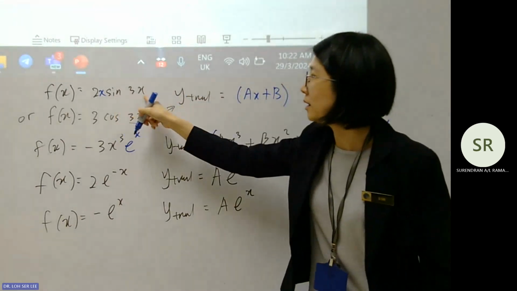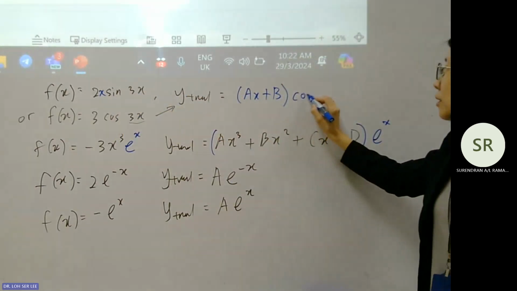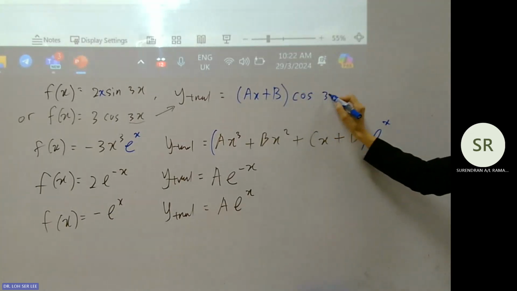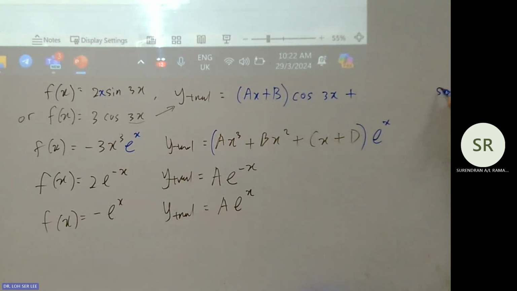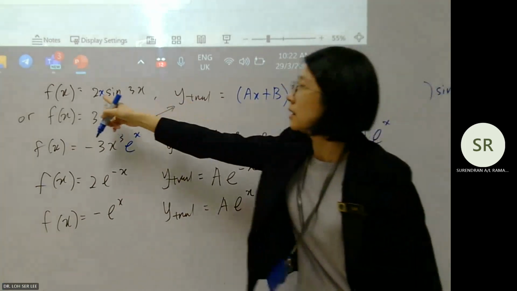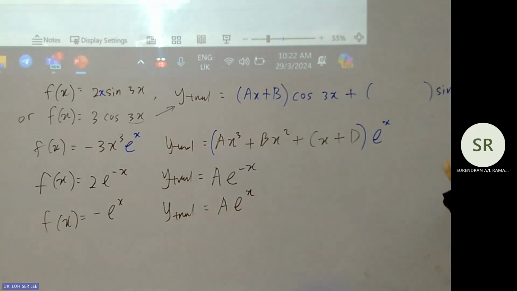Okay, this one you have. Normally we start with cos, and then we still have another one for sine, right? So here also the general form of this, but with different constants, meaning Cx plus D.